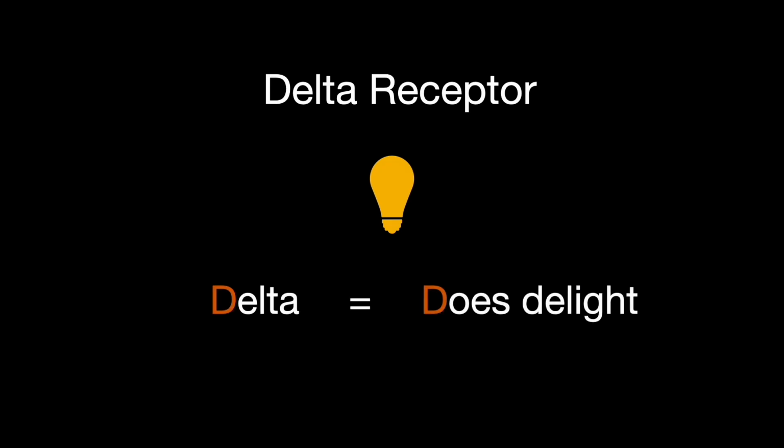So, are you wondering how to remember the delta receptor? It's simple. So, let's set up the equation then. Delta equals does delight. The key point: delta is related to deals with pain and decreases neuronal activity.